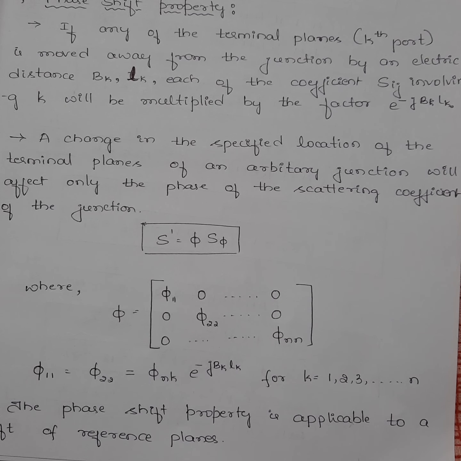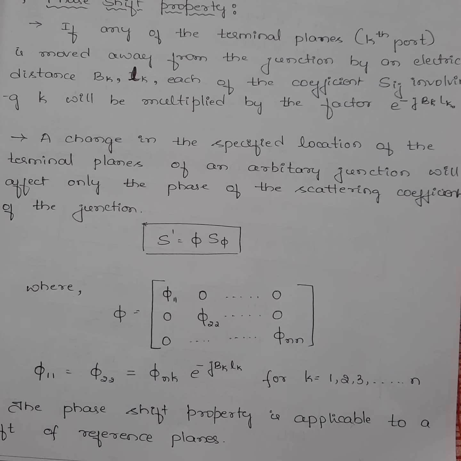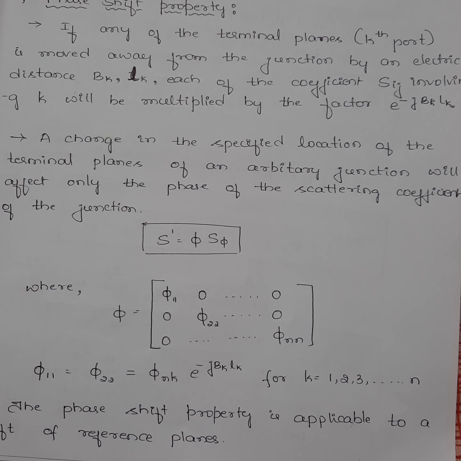Hence, the phase shift property is applicable to a shift of reference plane. As the name depicts, if you are going to change the phase, the reference is the junction for us here. If any terminal plane is moved away from the junction, then that parameter should be multiplied by e to the power of minus bk lk. What are these bk lk? That is going to be represented as the distance.